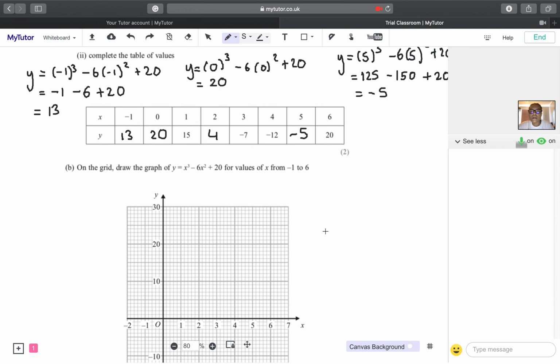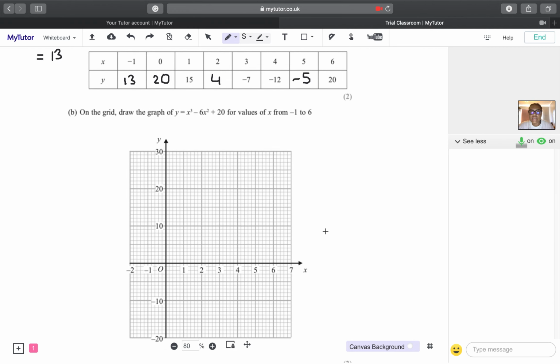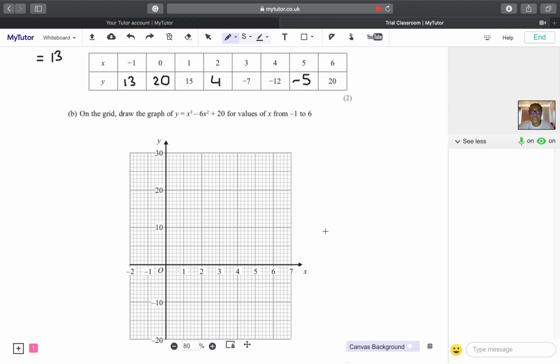So the last part to this question is now asking us to draw the graph. Now we have already finished calculating the table, so all we need to do now is plot the coordinates. So the first coordinate is minus 1, 13. Now minus 1, 13 goes over here. Then we've got 0, 20, which goes up here.